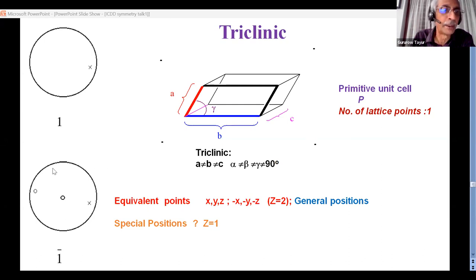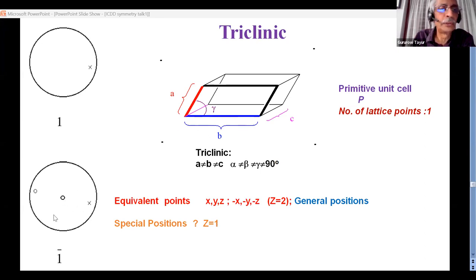So any point, suppose we sit here, will be centrosymmetrically related to the point over here. So there are two equivalent points. So z is equal to 2. So there are two general positions. Now, suppose I put x equals 0, y equals 0, z equals 0, at the origin. Now we operate the equivalent points. 0, 0, 0 and minus 0, minus 0, minus 0 is the same as 0, 0, 0. And therefore z is now not 2, but it becomes 1.